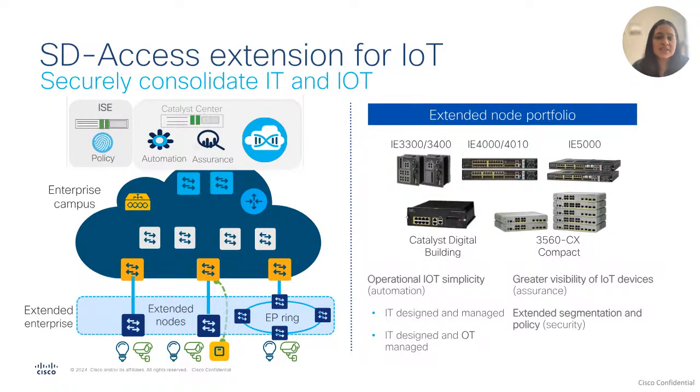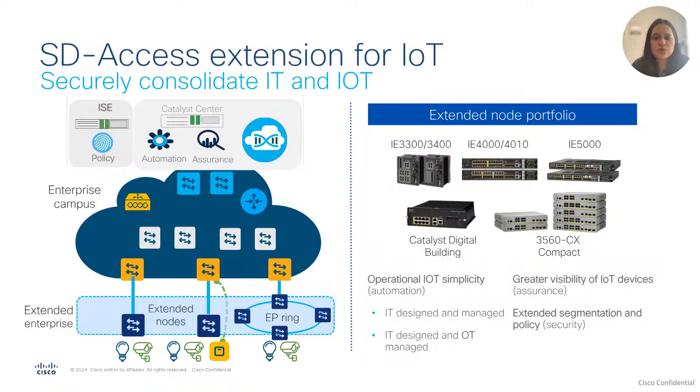Then SD Access extended nodes. We also have extended nodes that provide the network connectivity and the ability to manage your IoT devices in outdoor and non-carpeted environments, such as your distribution centers, your warehouses, or your campus parking lots. This feature extends consistent policy-based automation to Cisco Industrial Ethernet, Catalyst 3560CX Compact, and Digital Building Series switches. It also enables segmentation for user endpoints and IoT devices connected to these nodes.